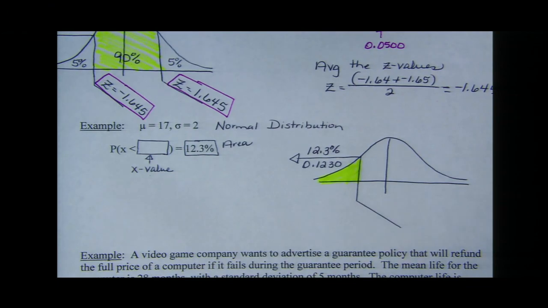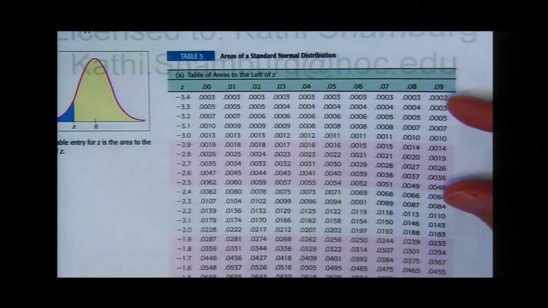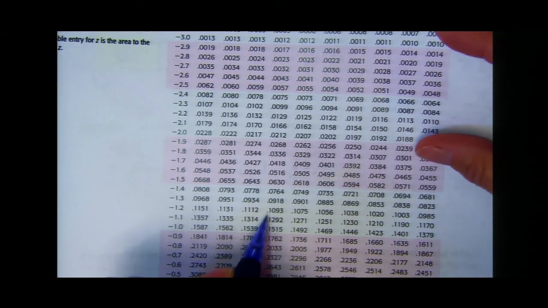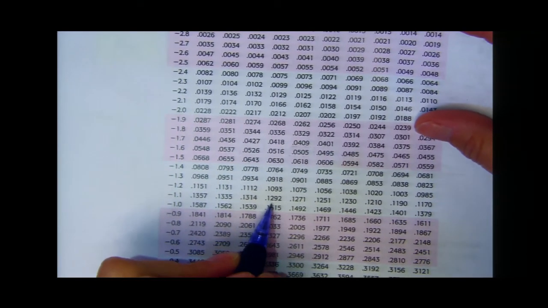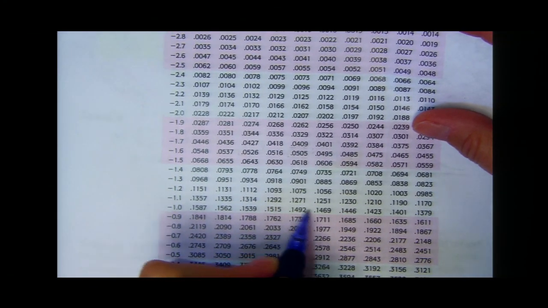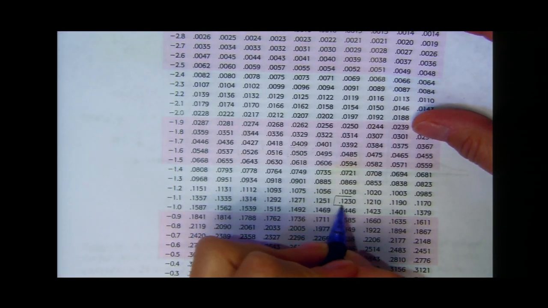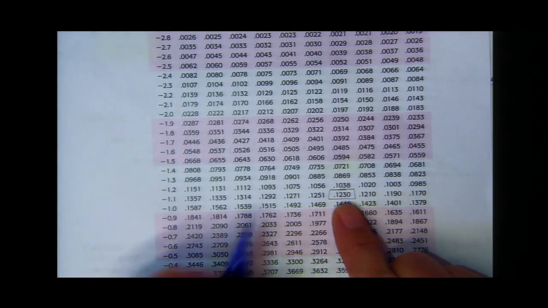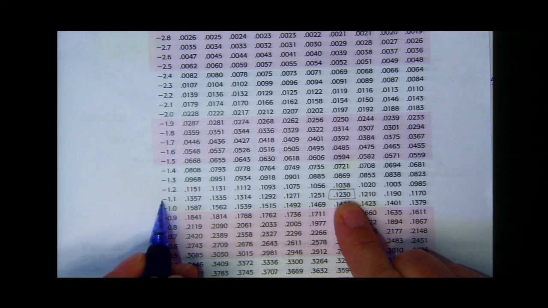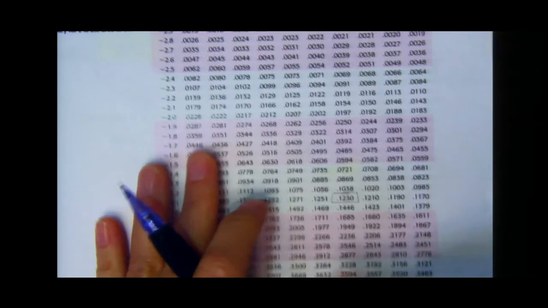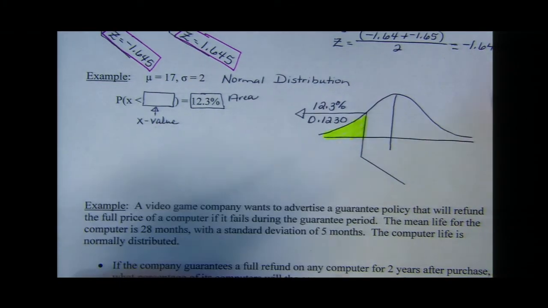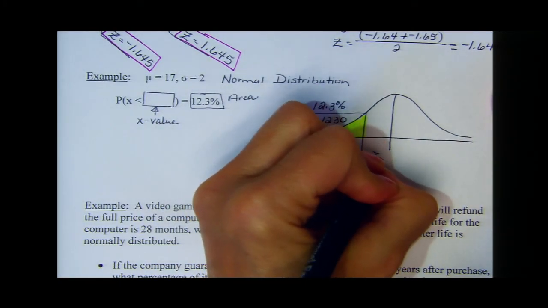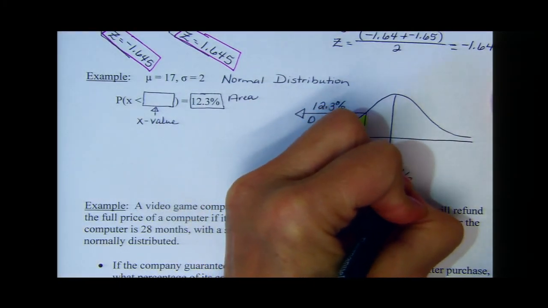So I'm looking for 0.12, so here's 0.09, 0.1, here's 0.1292, and yay! I love it when it falls directly on there. So 0.1230, it's negative 1.16. So z is equal to negative 1.16.